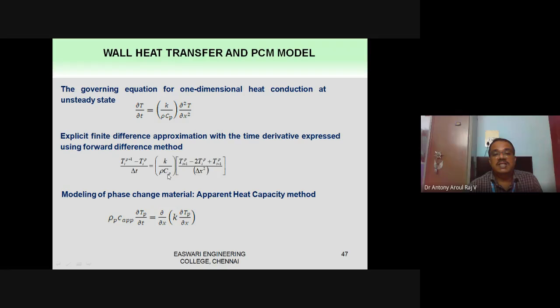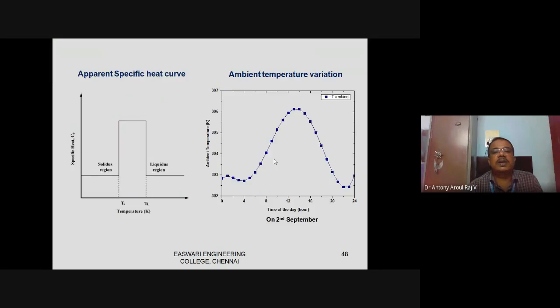CP alone we will be changing. We have changed the CP value alone. We took that the CP is a variable, the apparent heat capacity, so that in the temperature range, the CP value you have altered. Okay, so you can see this is how it is altered.